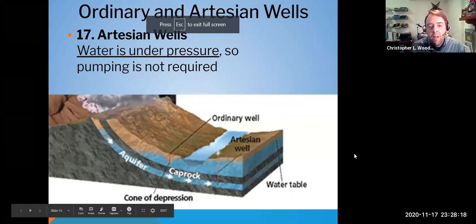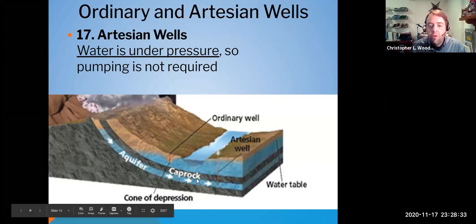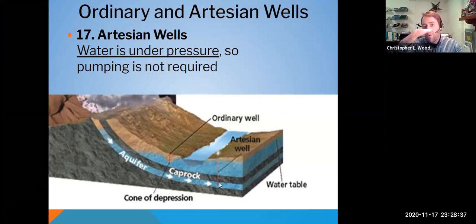Now, an artesian well is slightly different. I just wanted to expose you to this. An artesian well is basically water that's under pressure, so it doesn't require a pump. How that works is you have this ordinary well that can go into water that has been pressurized. Maybe there's an aquitard sitting on top of it, putting pressure on that water, and so it just allows it to come up by itself.